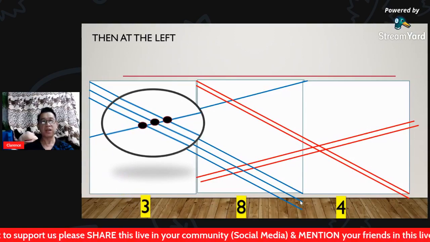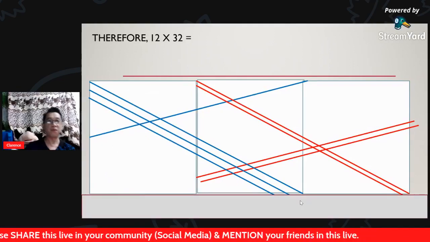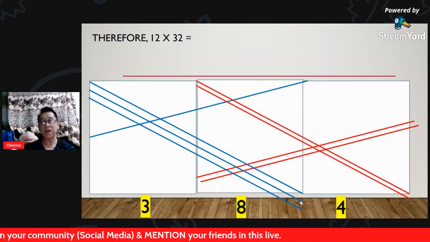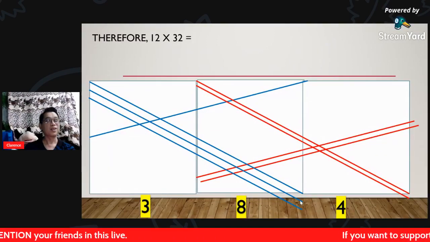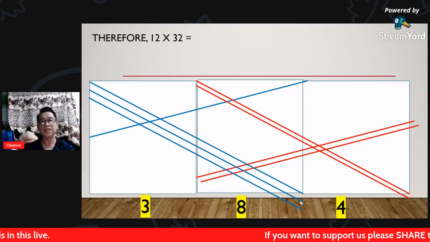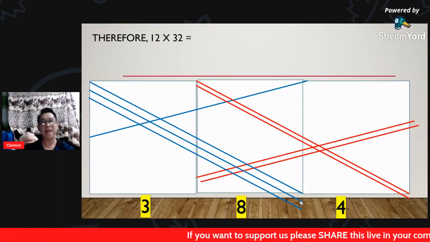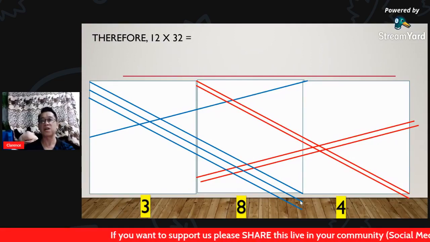So we have 384. So therefore, 12 times 32 is 384. So you can try solving it. It will yield the same answer, 384.